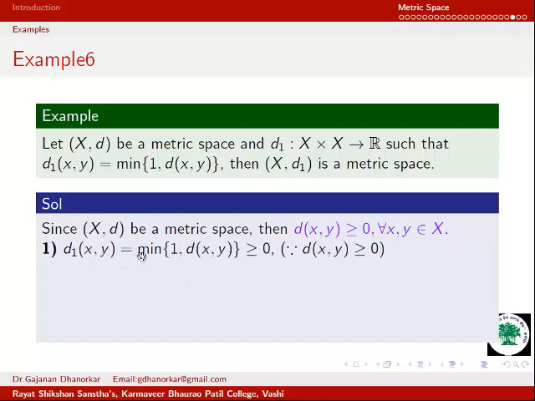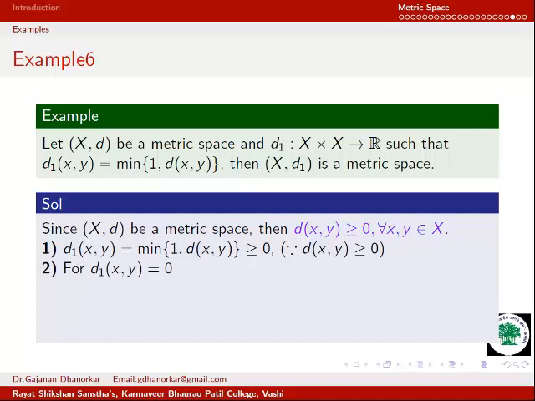Now here, d1 of x, y is equal to the minimum of 1 comma d of x, y. This 1 is a positive number, and d of x, y is greater than or equal to 0. Surely both numbers are greater than or equal to 0, and we have to take the minimum of these. Surely this is positive, therefore this is greater than or equal to 0. Now the second condition. The second condition is also obvious.